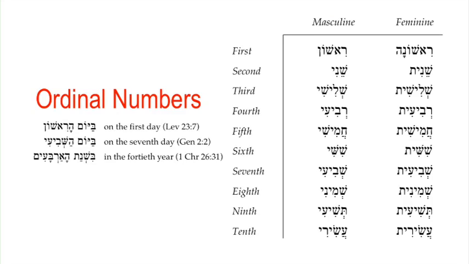Let's say them together. Rishon, Shnei, Shalishi, Ravi'i, Chamashi, Shishi, Shevi'i, Shemoni, Tushi'i, and Asiri. You'll notice a couple of things here. Most of the ordinal numbers look like and share roots with the cardinal numbers. The one ordinal number that does not share a root with its cardinal number is the ordinal number first. The ordinal number for first is Rishon, Rishon.